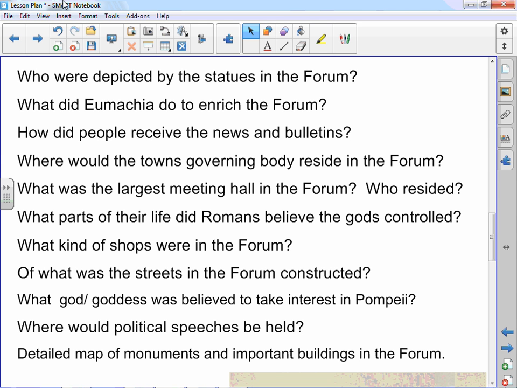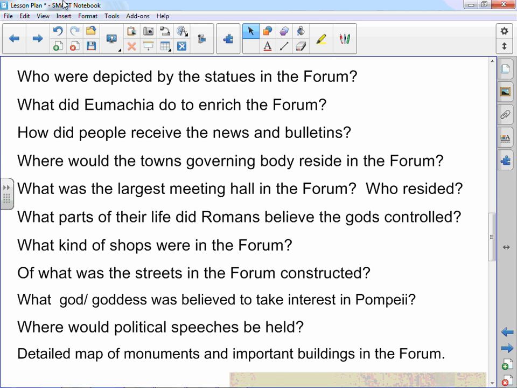Of what were the streets in the forum constructed? That would be pavement, stones, etc. What god or goddess was believed to take an interest in Pompeii? Remember, that was Venus. She was very important to the Pompeians. They believed that she did take a special interest in their city.